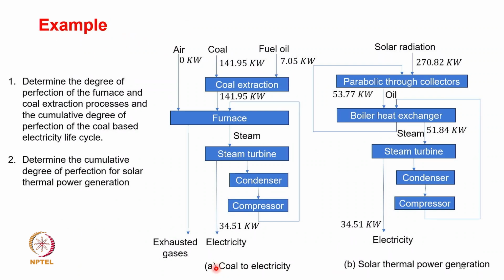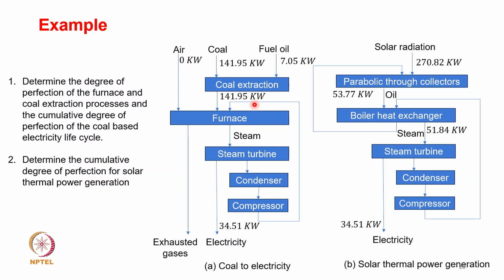Now look at two small examples. You have two processes. One is converting coal to electricity. You have coal, you have to extract the coal, for which you have to spend some energy, and it goes to the furnace, where you again have to supply energy, and it becomes steam and goes to the steam turbine. Of course there would be exhaust gases from the furnace, and steam turbines produce electricity. Finally you condense the steam and compress it, and that is fed back for the process to continue.